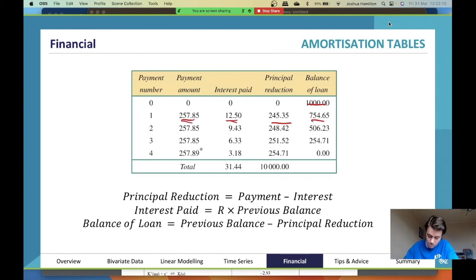And then as you can see, the principal went down to that. Same thing, you're paying off the same amount. This time the interest got smaller because it's a smaller principal, and therefore you paid off slightly more, and so forth, and eventually get down to zero. So that is an amortization table.